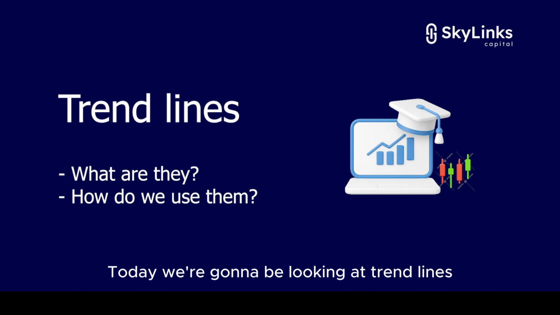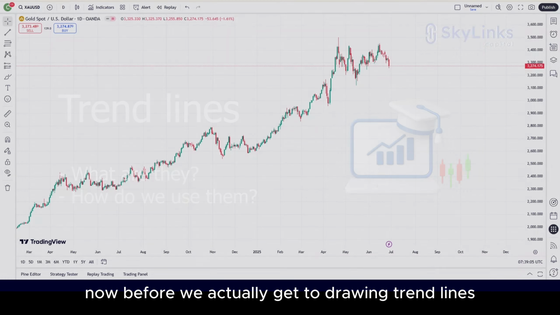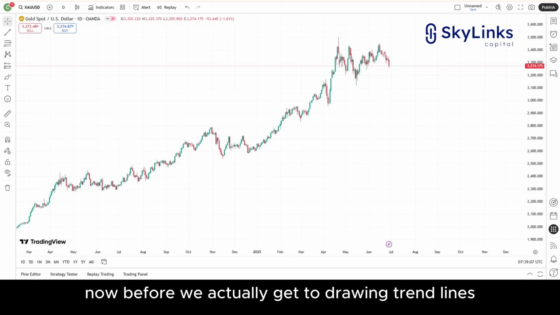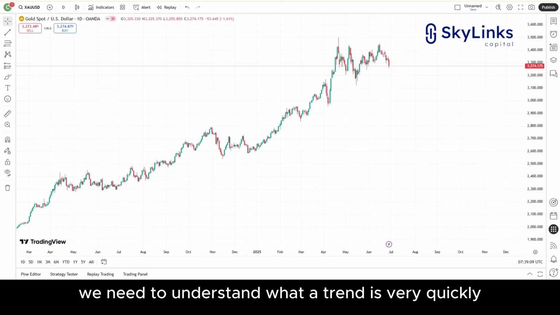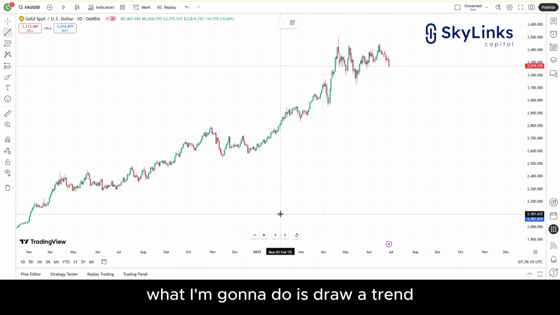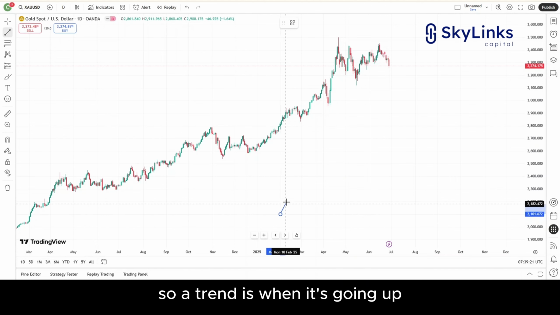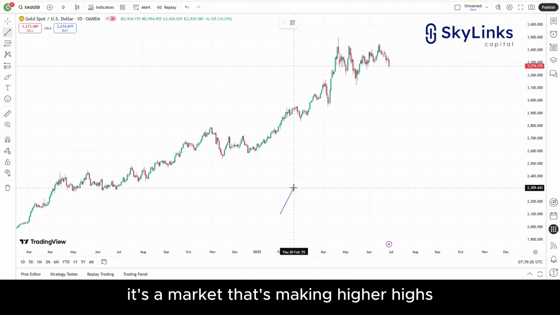Today we're going to be looking at trend lines. Now, before we actually get to drawing trend lines, we need to understand what a trend is. Very quickly, what I'm going to do is draw a trend. So a trend is when it's going up, it's a market that's making higher highs and higher lows.